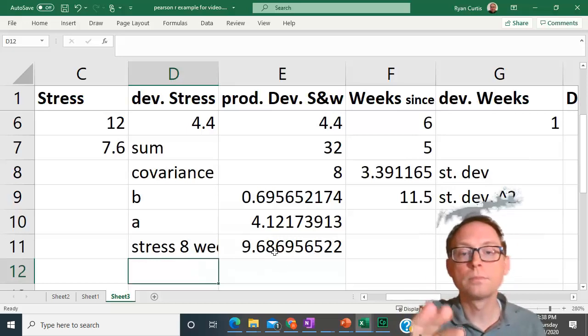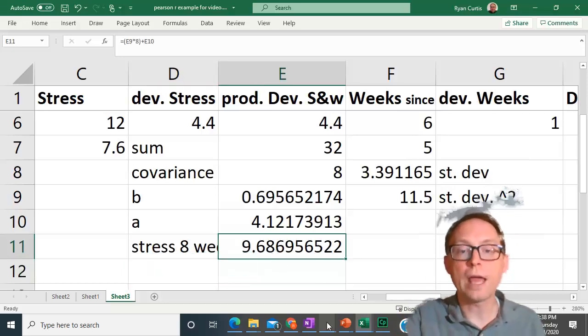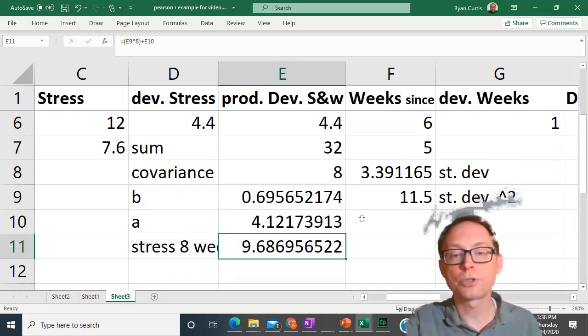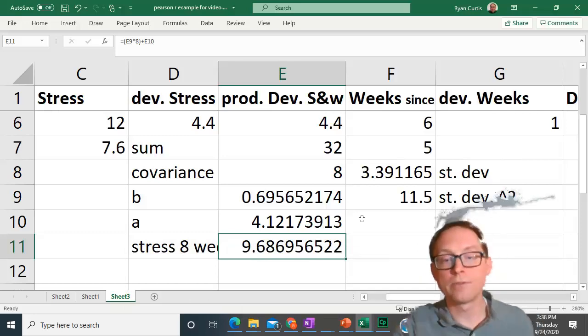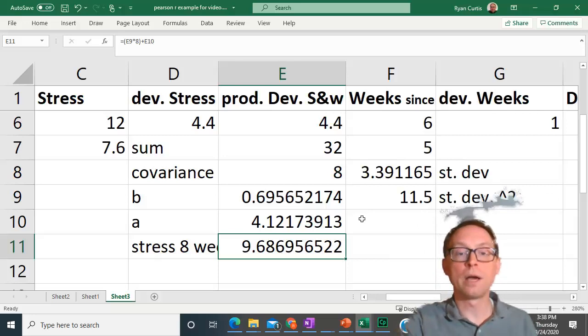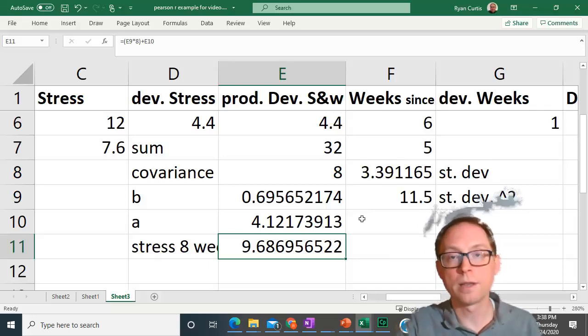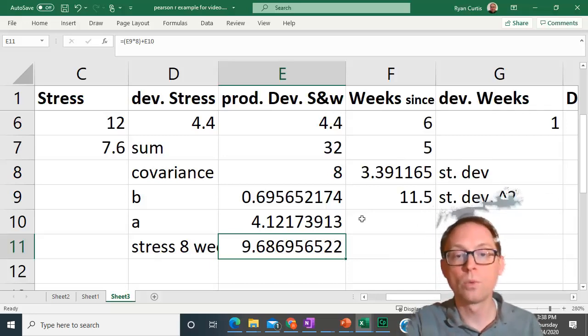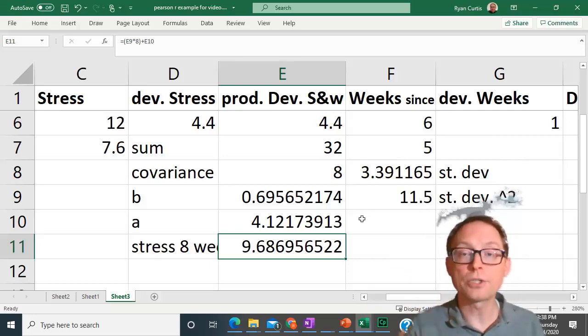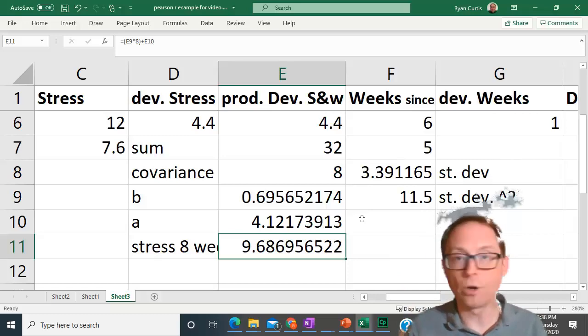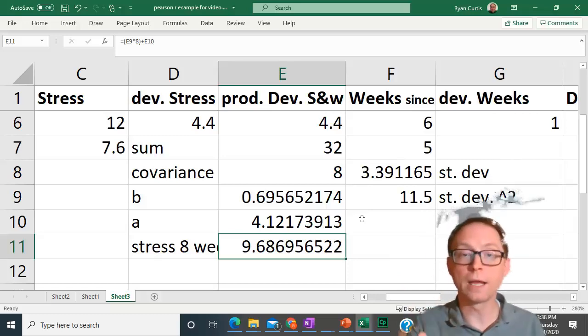And we would expect if 8 weeks have passed, your stress level would be 9.68695. That means we would round it up to 9.69. That's what we would expect your stress level to be after 8 weeks. Now, do we know that that's exactly your stress level? We do not know. We are predicting. We're predicting based off of the data that we have.